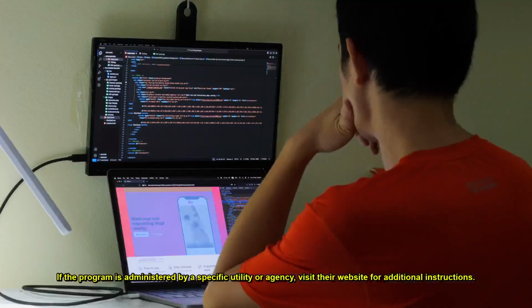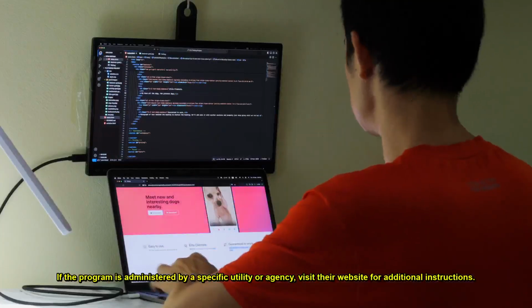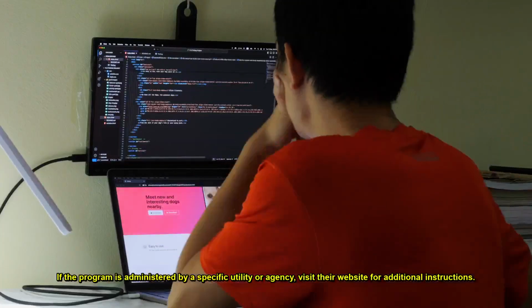If you meet the eligibility criteria, gather the necessary documents for application. Follow any specified steps for applying, which may include filling out an online form or downloading a PDF. If the program is administered by a specific utility or agency, visit their website for additional instructions.